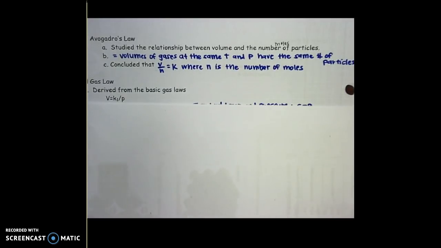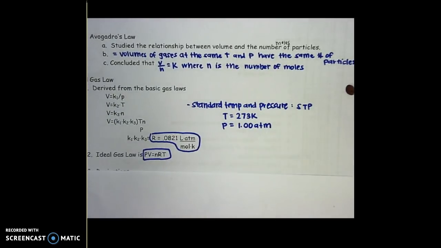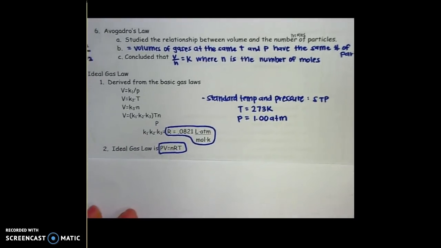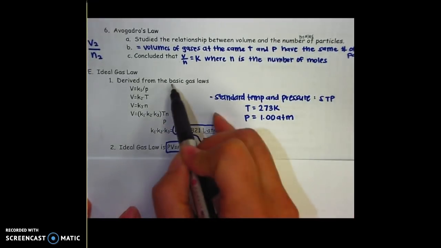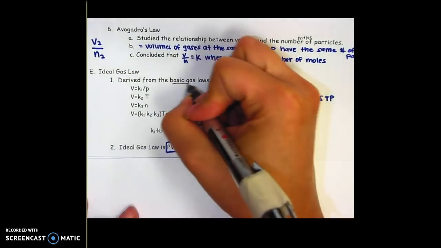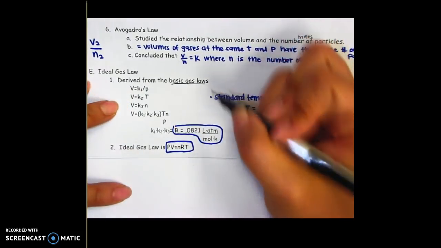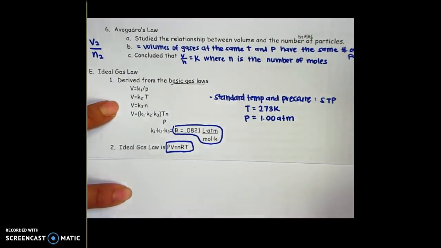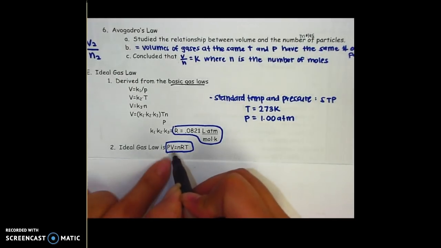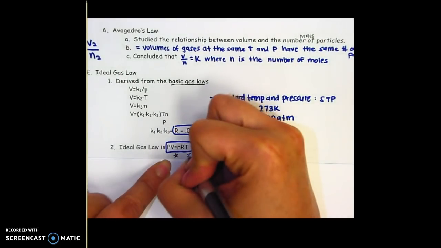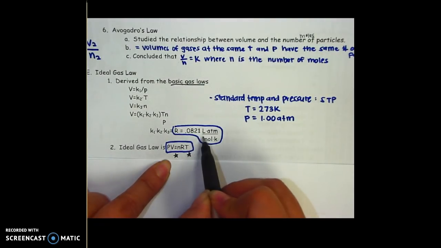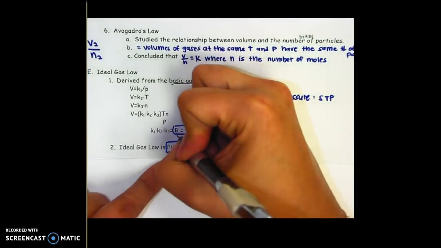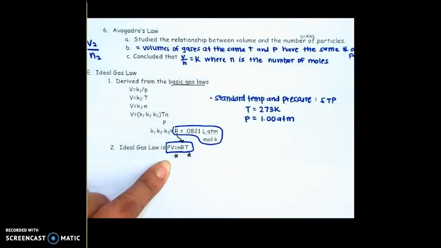Now, the new law we're going to be looking at is called the ideal gas law. The ideal gas law was derived from the basic gas laws that you have already been studying with me. So your Charles's, Boyle's, and Gay-Lussac's laws were all combined. Essentially this law is PV = nRT. The R is a constant that you do not have to memorize for the test, but we'll be plugging it in. So this R is going into that R in the equation.